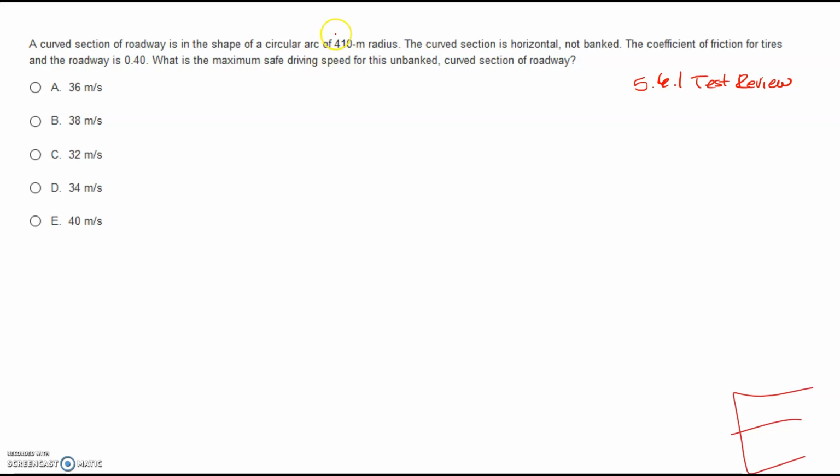But this question says, a curved section of a roadway is in the shape of a circular arc, 410 meters in radius. It is horizontal, not banked. The coefficient of friction is this. What is the maximum safe driving speed? So we know that v max, this is one of our formulas, is the square root of mu g r.